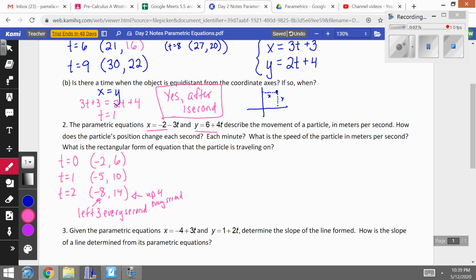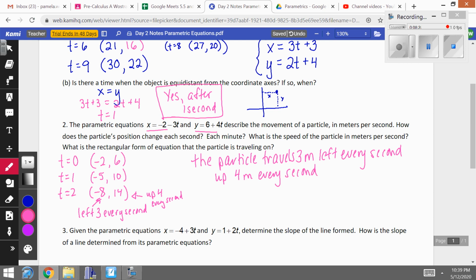So I'm going to say the particle travels, just to get a nice sentence here, 3 units to the left. This is in meters per second, so it's going to be 3 meters left every second. And then it would be going up 4 meters every second. Okay, so that's what we're thinking about.